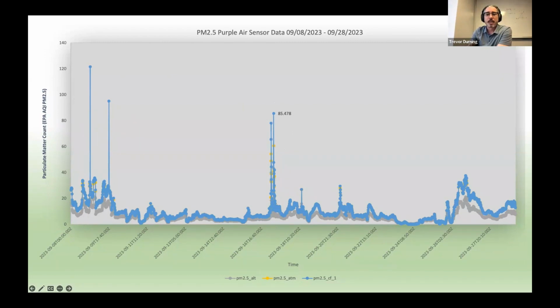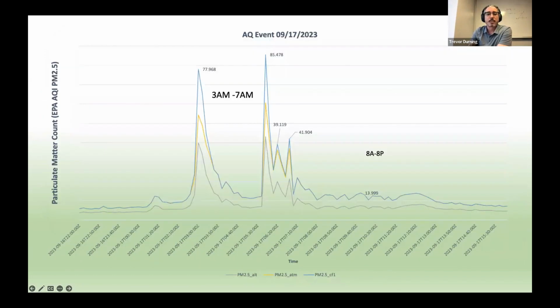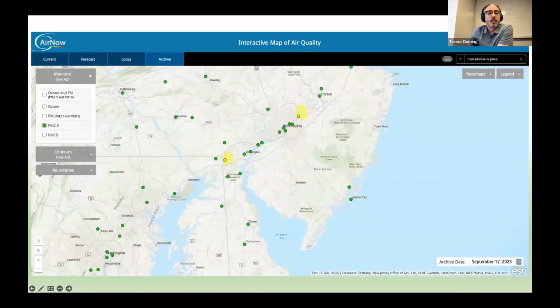So I pulled the 10-minute average data from my Purple Air device, and I threw it down into a higher resolution graph, and I can see an event happen between 3 and 7 a.m. And so what does the EPA tell me to do? The EPA tells me to go to the AirNow site. So I pull up the AirNow site, and remember, this is where my sensor is. I should have put a little house there for you. And there's a bunch of green, and they're just saying nothing happened that day. That day was a great day. No issues found. Let's move forward.